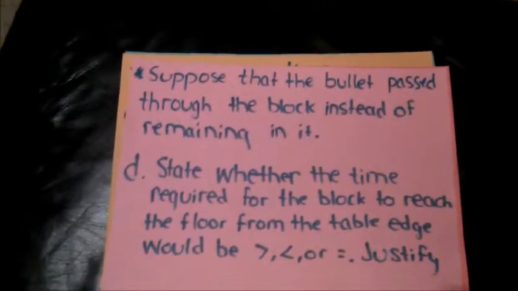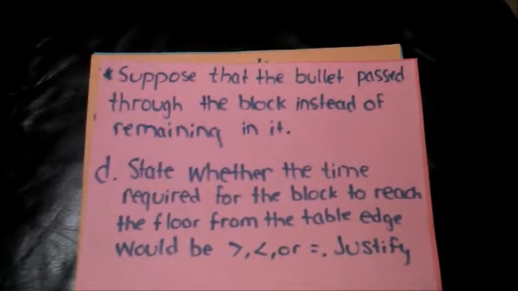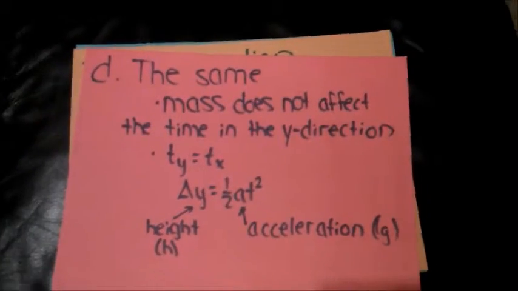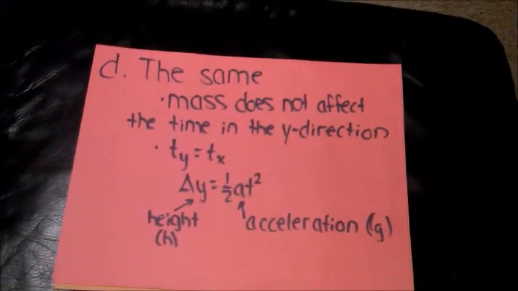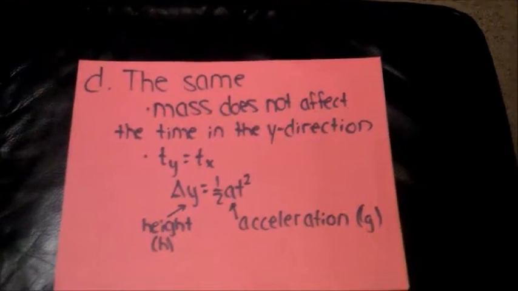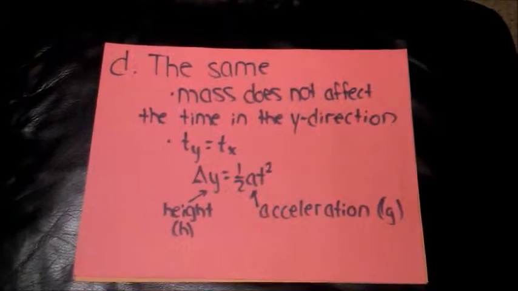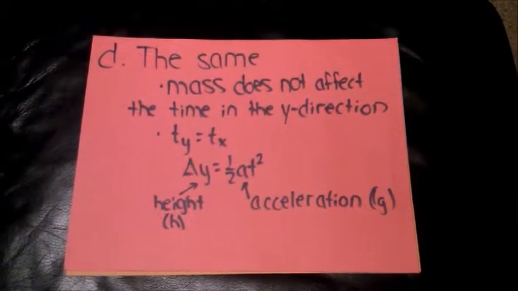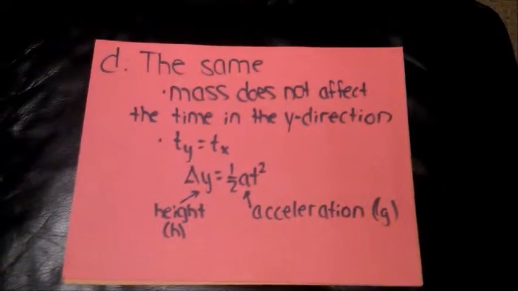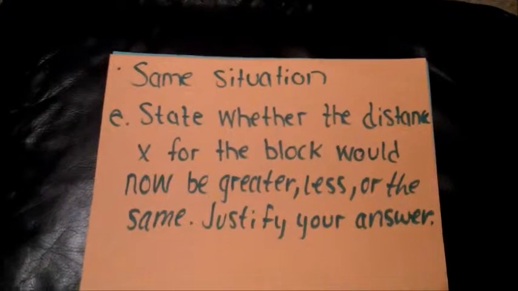Now, suppose that the bullet passed through the block instead of remaining in it. How would this affect the time it took to reach the floor from the table edge? It just happens to be that the time will be the same because the mass does not affect the time in the y direction, meaning that no matter how heavy or how much matter there is, ty will always equal tx. So as you see here, mass does not affect the delta y equation. The only variables you have here are h and g, which is acceleration due to gravity.